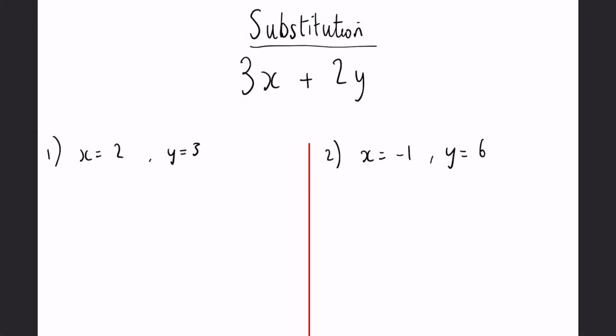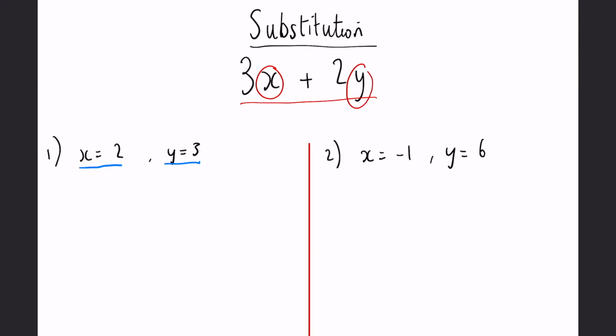In this video, we'll be looking at substitution. So, first of all, we have the expression 3x plus 2y. Now, part one of the question, we want to work out what that makes when we have x equals 2 and y equals 3. You can see here, we have an x and we have a y in our question. All substitution does is replace those letters with the numbers that we have to put in.